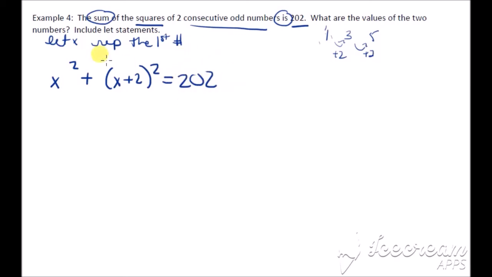Now the question asks, what are the values of the two numbers, include let statements? So I've got a let statement already. Now we have to expand this (x + 2)². So we need (x + 2)(x + 2).